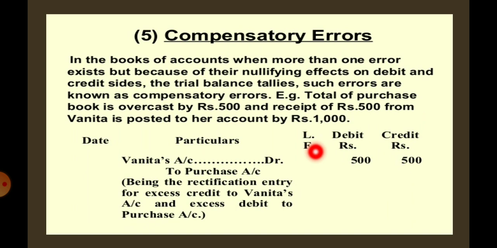Compensatory errors. In the books of account, when more than one error exists, but because of their nullifying effect on the debit and credit sides the trial balance tallies, such errors are known as compensatory errors. For example, the total of the purchase book is overcast by 500 and the receipt of 500 from Vinita is posted to her account as 1,000. So there will be a difference of 500. Vinita's account debit to purchase account.